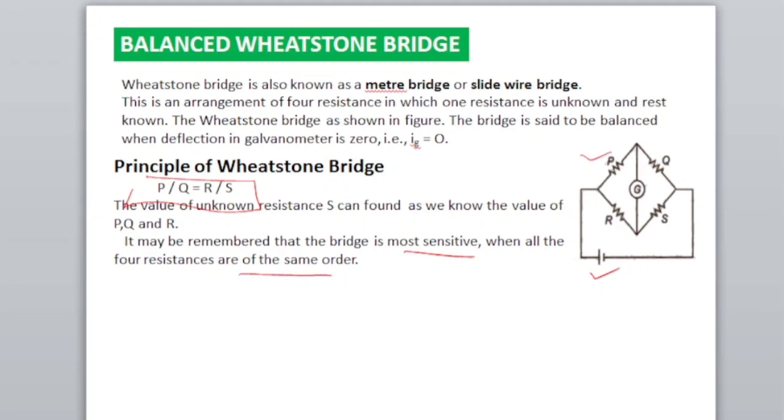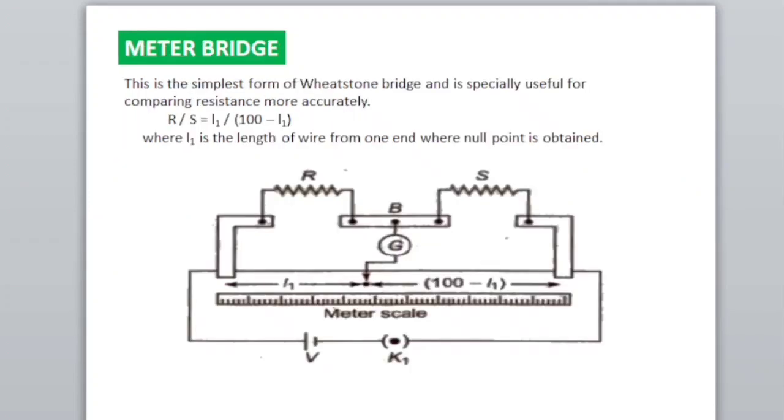Next is the meter bridge. What is it? It is the simplest form of the Wheatstone bridge and is used for comparing resistances more accurately. It is based on the Wheatstone bridge principle that when the bridge is balanced, P/Q = R/S. It consists of one long wire, 1 meter in length, having a uniform area of cross section. In the left gap the unknown resistance is kept, and in the right gap the known resistance is kept.